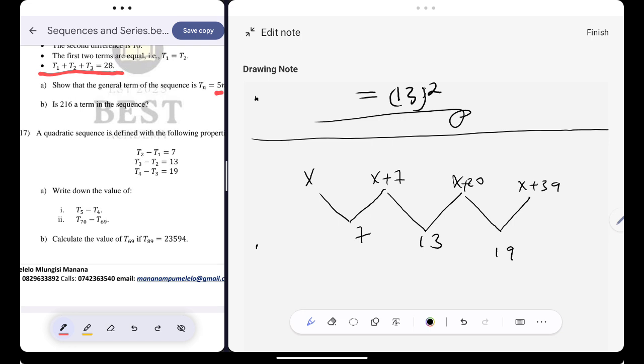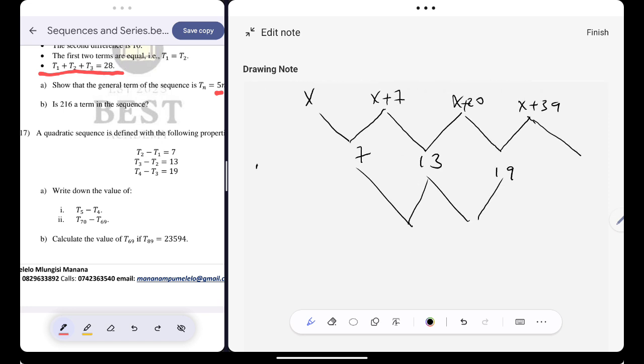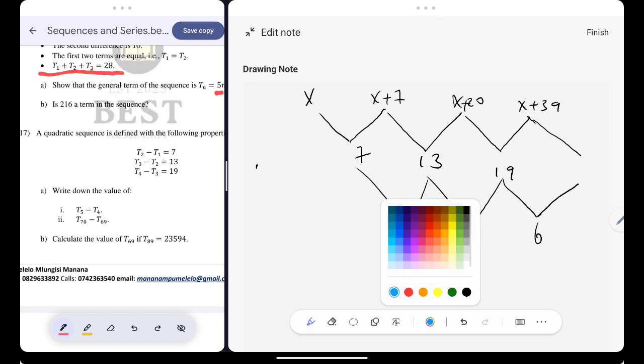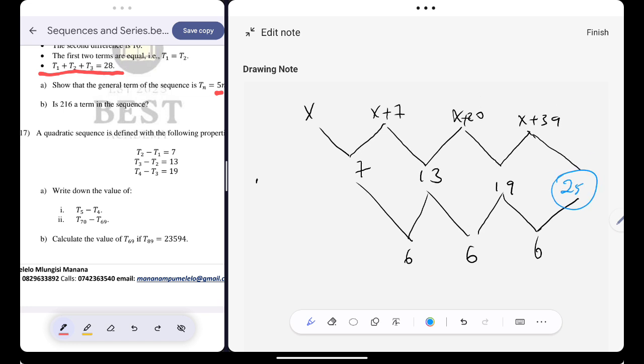Okay, and then we are asked to find number 1, t4 minus t5. It's just the fourth term of the quadratic sequence. No, it's the fourth term of the first difference rather. Are we together? Okay, I can see the trend here. The second difference is 6. So 9 plus 6, 19 plus 6 rather, is equal to what? 25. So that's my answer there.